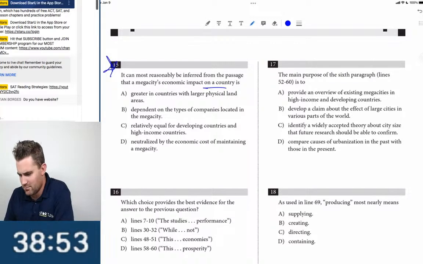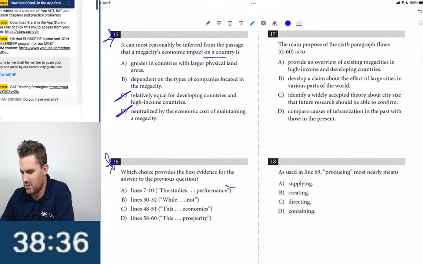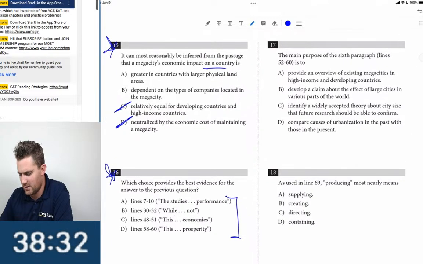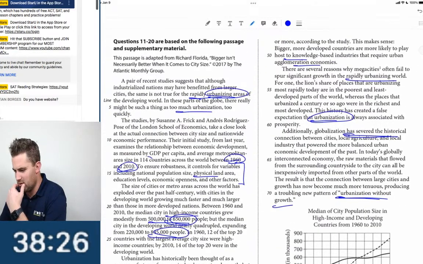It's definitely not C because they talk about that at length, right? Neutralized by the economic cost. I don't think it's D. I think it's either A or B, but I'm not sure. So I'm gonna come back to 15 and 16 because they give me line numbers. That's one way it can be very helpful to have these line numbers. But that one I don't want to feel too overwhelmed. Maybe for the sixth paragraph, 52 through 60. There's several.